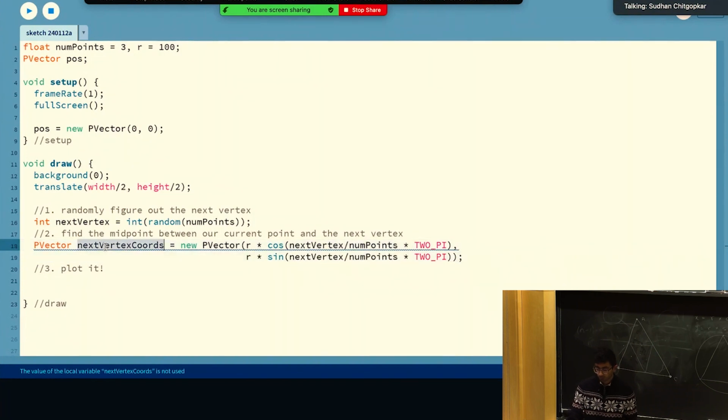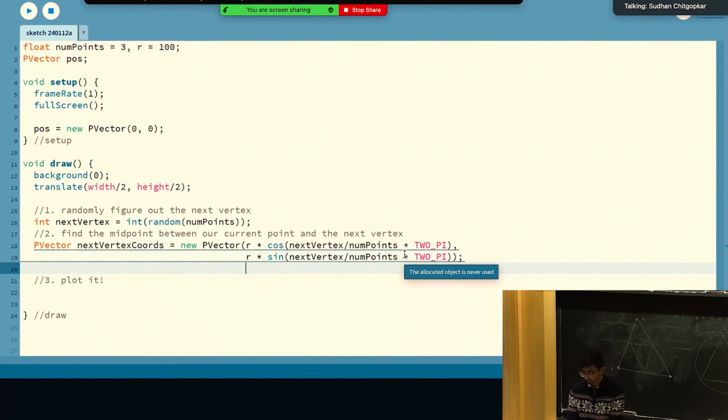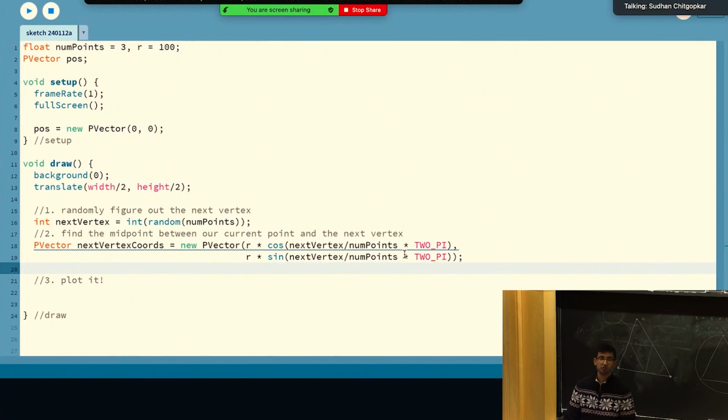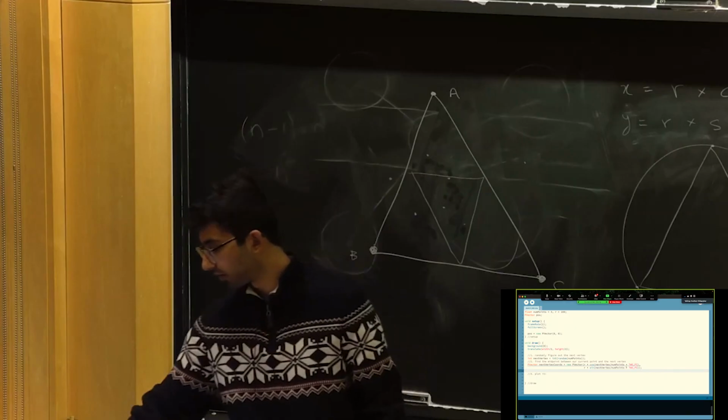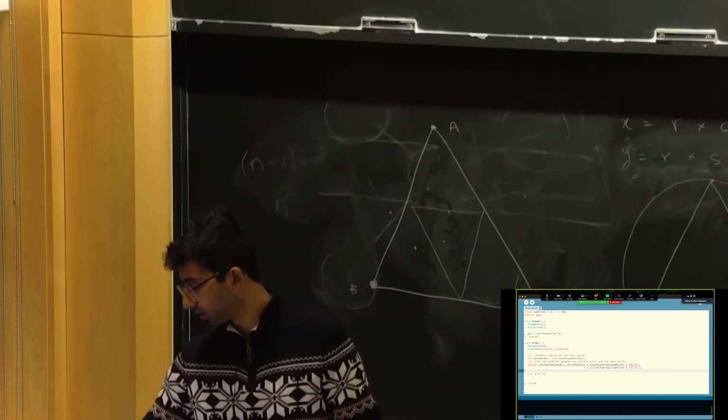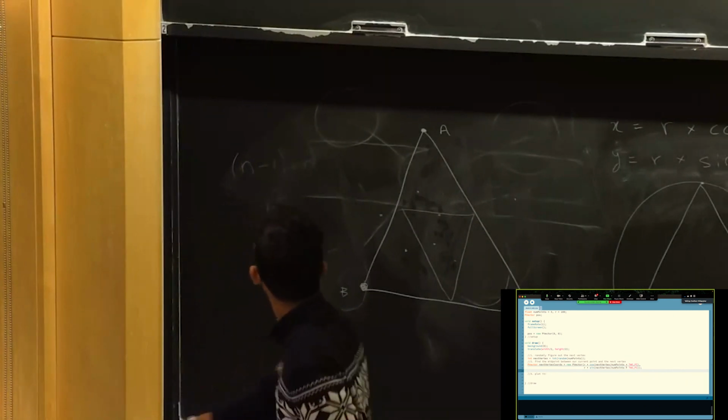So we found the next vertex coordinates. What we actually care about is the midpoint between our current point and the next vertex. The way we want to calculate the actual midpoint, if you remember the midpoint formula, is super simple. Here, let me go ahead and write it on the board for you, just in case anybody would find that helpful.